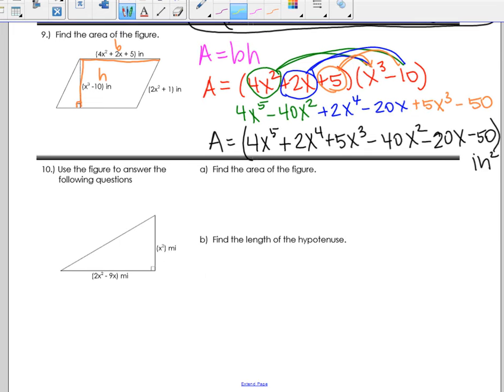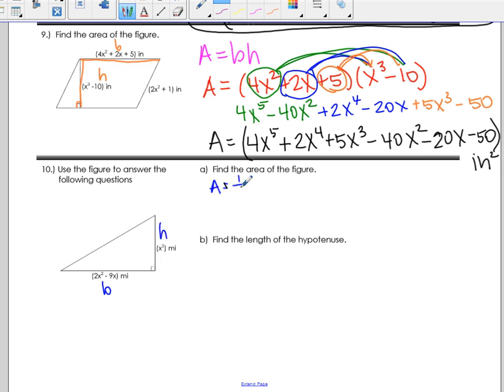All right, for the last one, it says use the figure to answer the following questions. So we want to find the area of the figure. So that's a triangle. Sure of it this time. So since it's a triangle, we're going to use our 1/2 base times height formula. So our base is down here. Our height is up here.